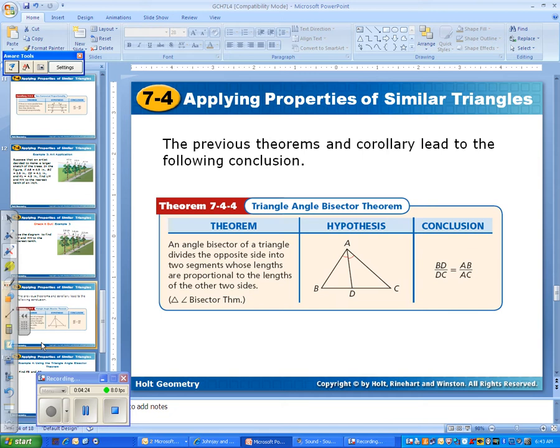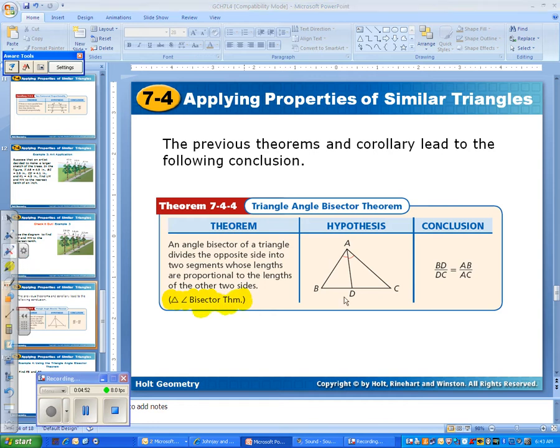There's other ways. Okay, last one. Everything that we've talked about, the last three, culminate and lead us to the triangle angle bisector theorem. And this one says an angle bisector of a triangle divides the opposite sides into two segments whose lengths are proportional to the lengths of the other two sides. So, triangle angle bisector theorem. This is how in a proof, if we do proofs, we could title it.